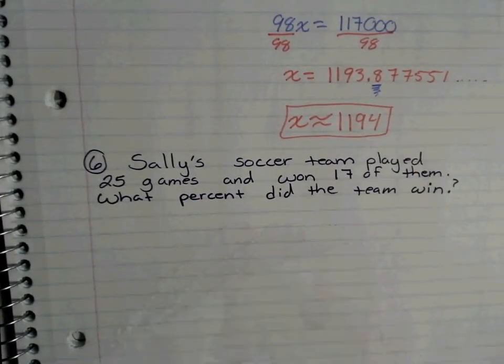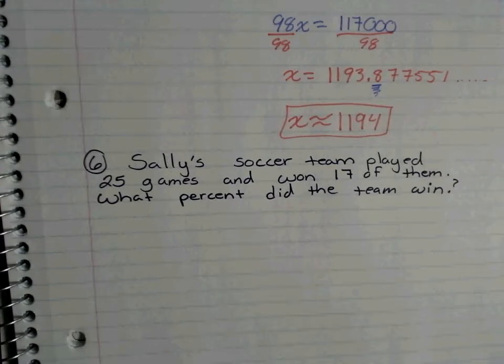Okay, so now we're looking at the two numbers that are given to us. Well, obviously the question's asking for what percent. So we're asking what percent won. So obviously that means that the value that's missing is the percentage, isn't it? So the percentage is what's going to be missing. So that means 25 and 17 are considered to be the is and of values. We just have to figure out which one's the is and which one's the of.